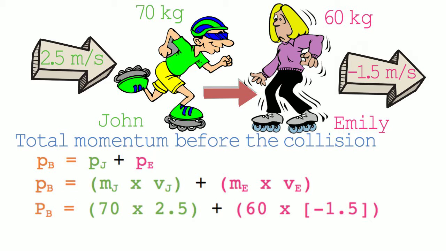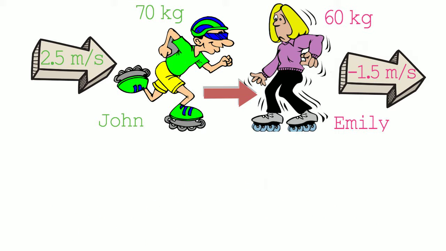So we do 60 times minus 1.5. We need to be very careful here to make sure that we are putting minus 1.5 as Emily's velocity. If we put plus 1.5, then our answer would be completely wrong. This gives us a value for momentum of 85 kilogram meters per second. We know that this value is going to be equal to the total momentum after the collision.